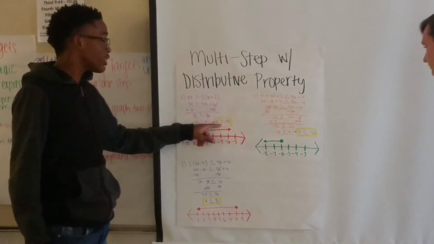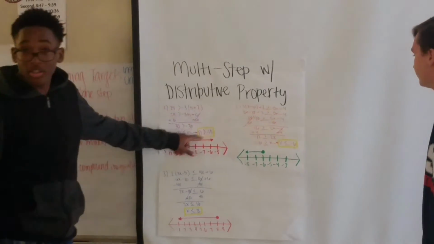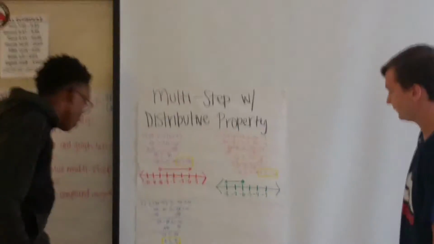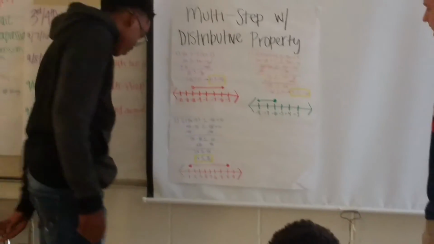Open circle because it doesn't have a line under the inequality. Okay, this is example 3.